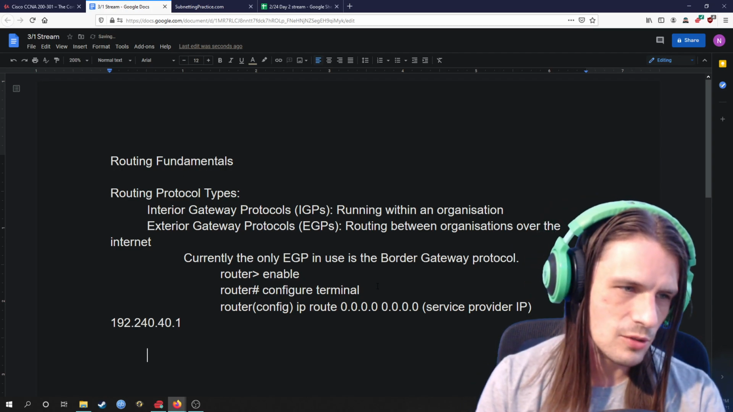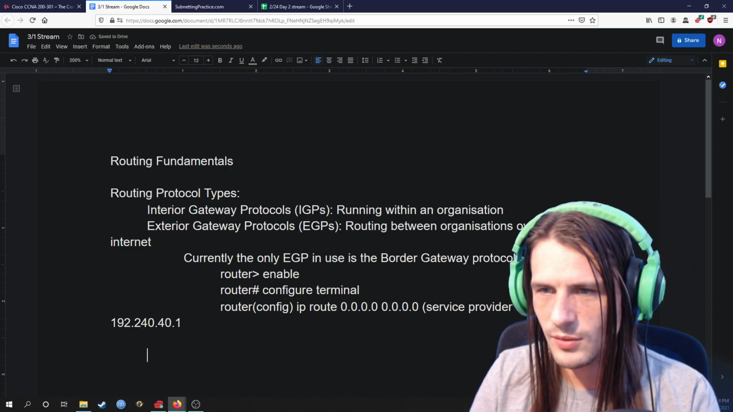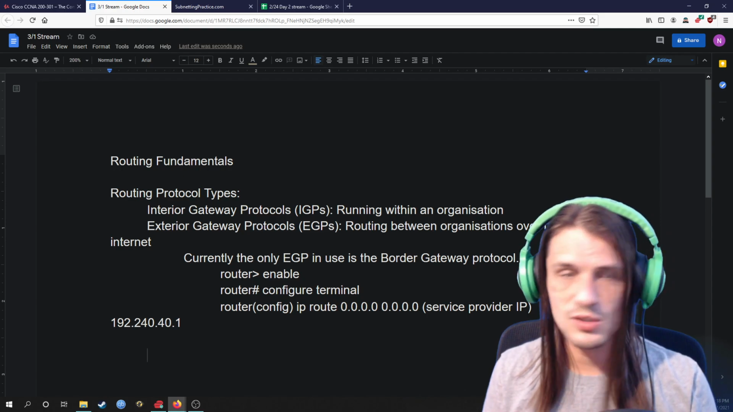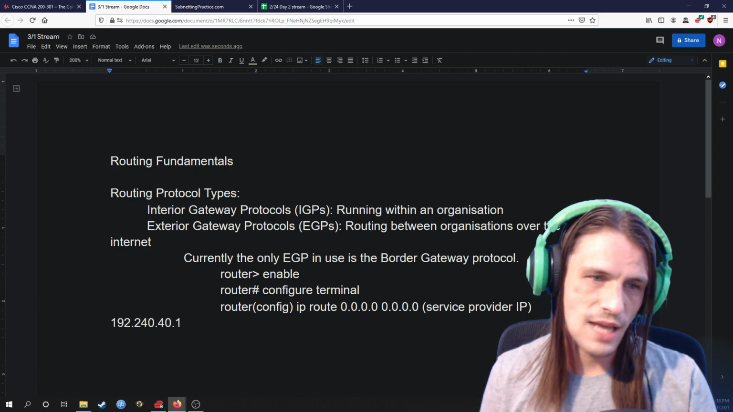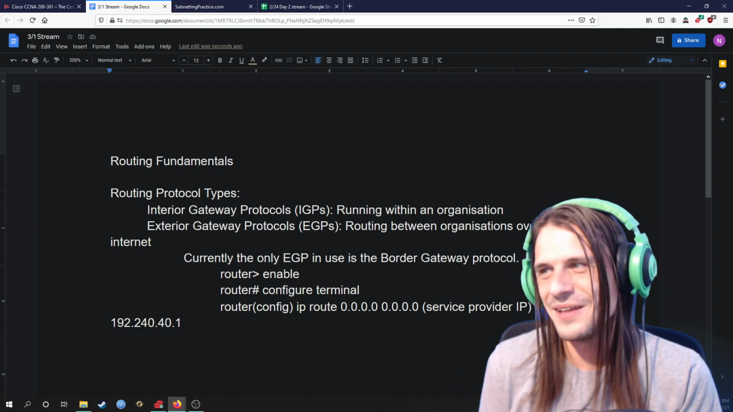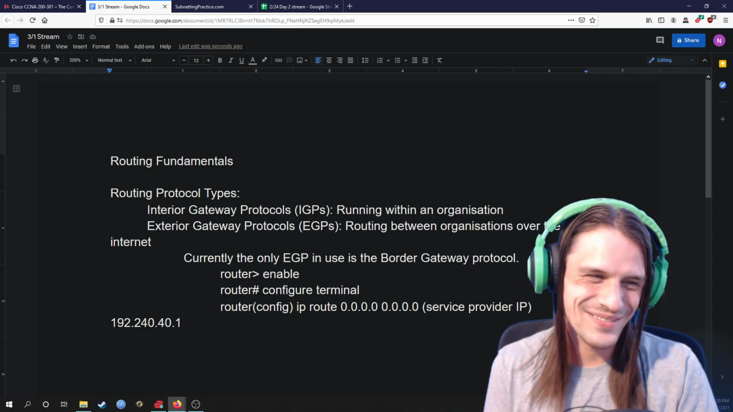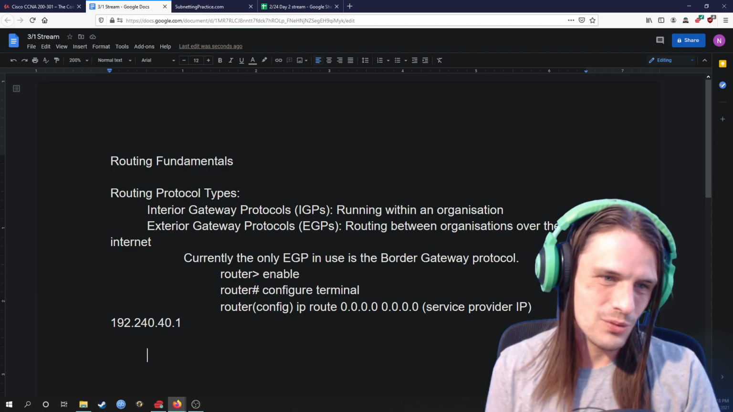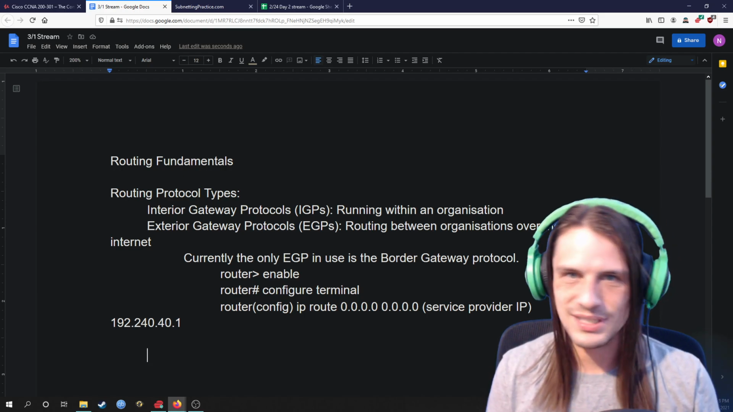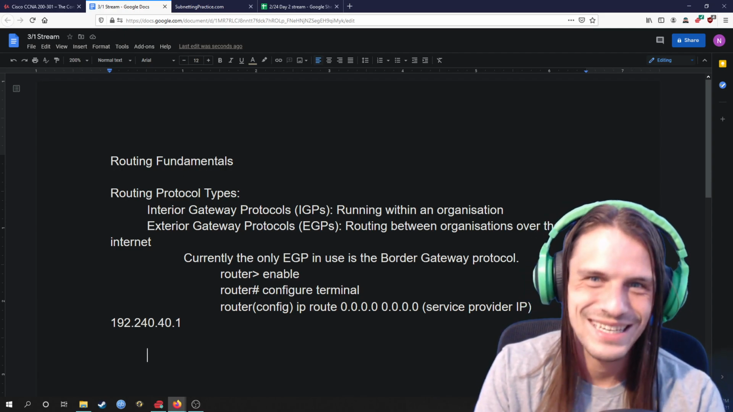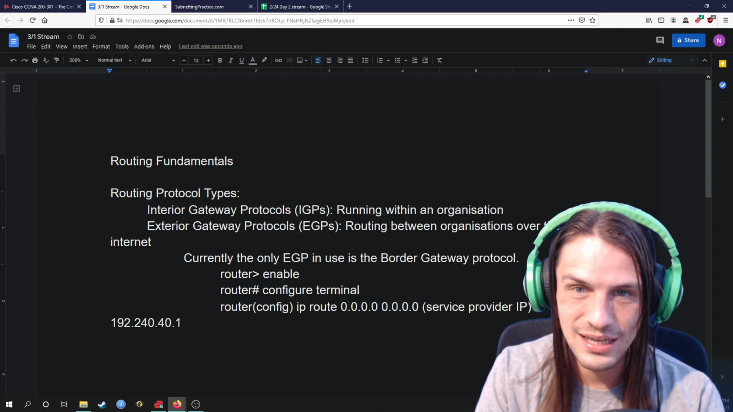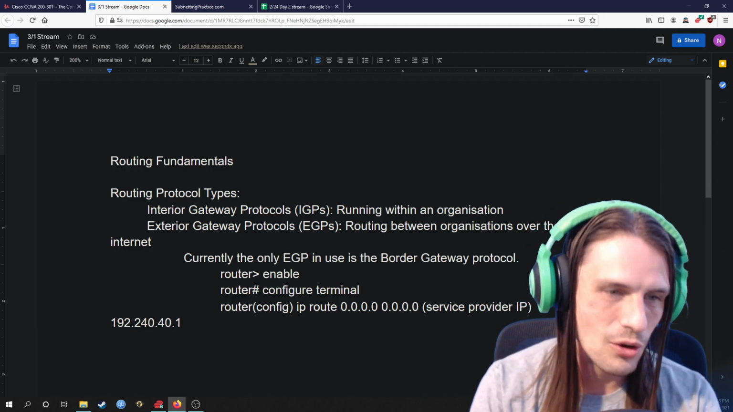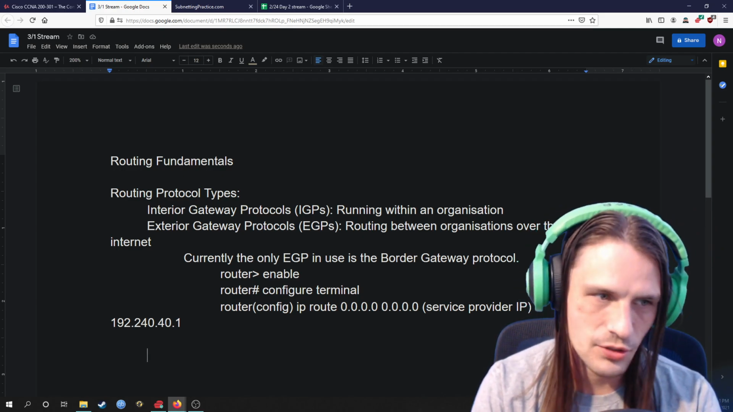That was jumping ahead a little bit, but I wanted to talk about that while I was in the way, because this is the only exterior gateway protocol in use today. Apparently there used to be a couple of them, but if you get asked on the certificate test what protocol you would use for exterior gateway, it's always going to be the border gateway protocol. That's the only one I've seen in the learning material so far. Unless they've hidden a different protocol further in, that's all you have to worry about for external gateway protocols.